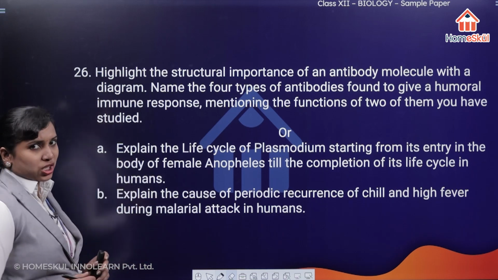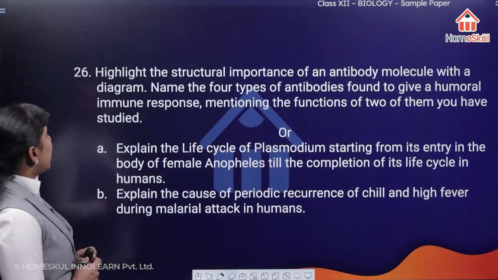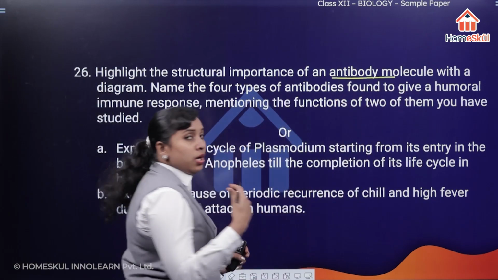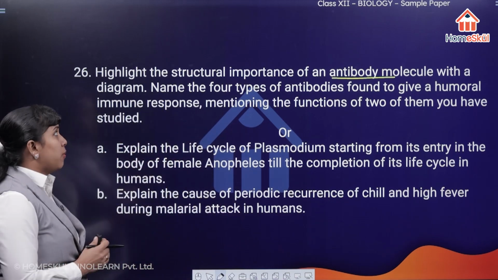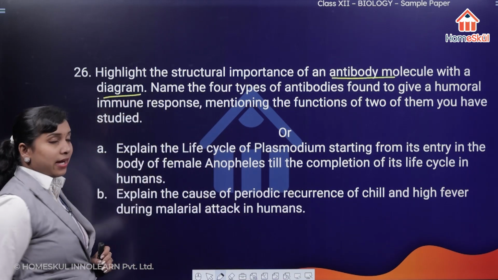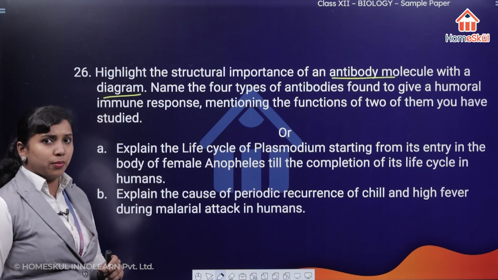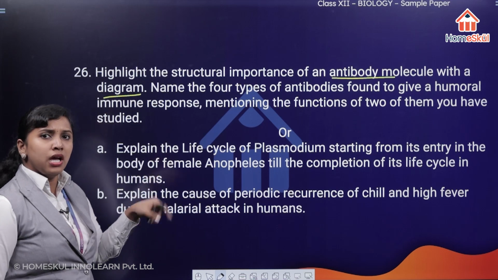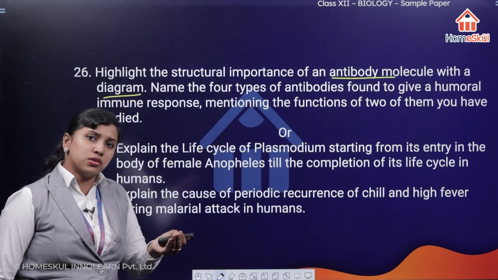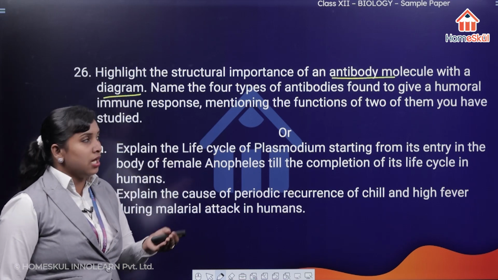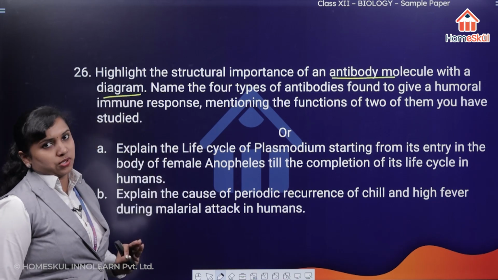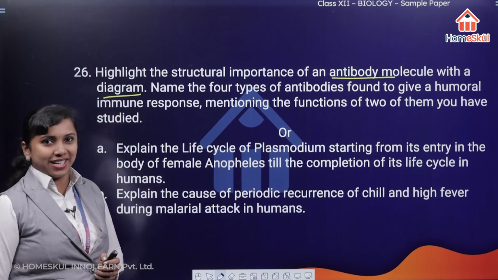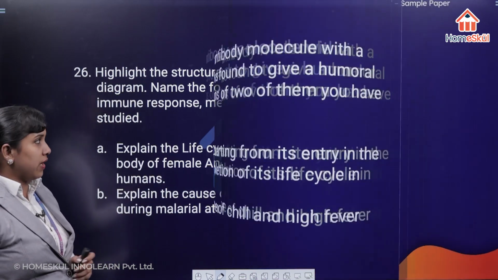Okay, so let us see the first question. Here, highlight the structural importance of an antibody molecule. So we need to explain the structure of an antibody molecule with a neat and labeled diagram, and name the 4 types of antibodies which are supposed to give a humoral immune response. We know that humoral immune responses are the responses offered by the B lymphocytes, right? So we need to specify the types of antibodies there and mention the functions of any 2 of them that we have studied. Okay, so let us see the answer to that particular question.